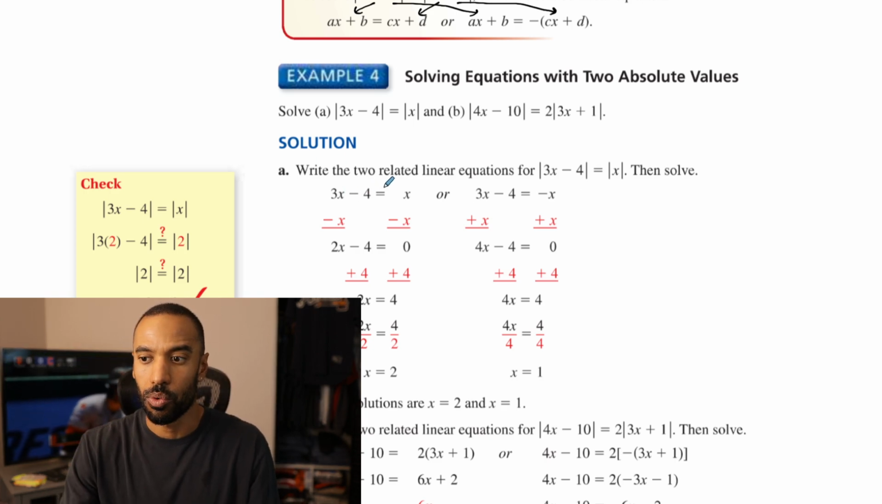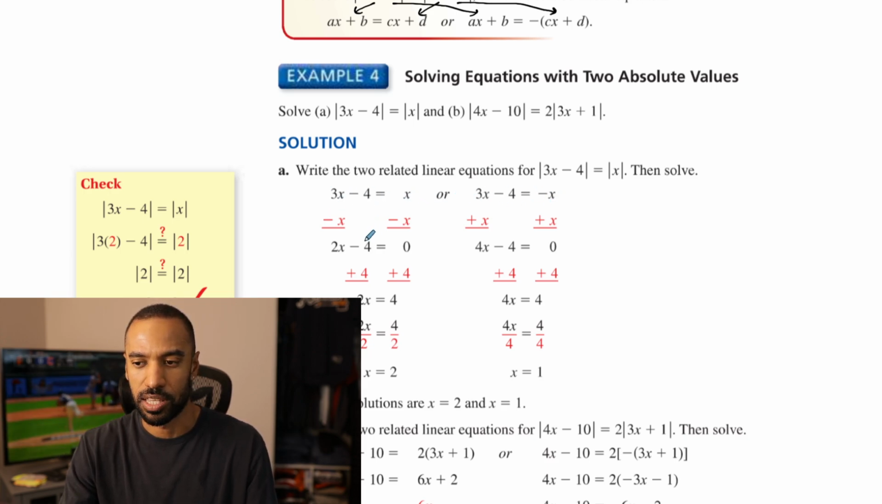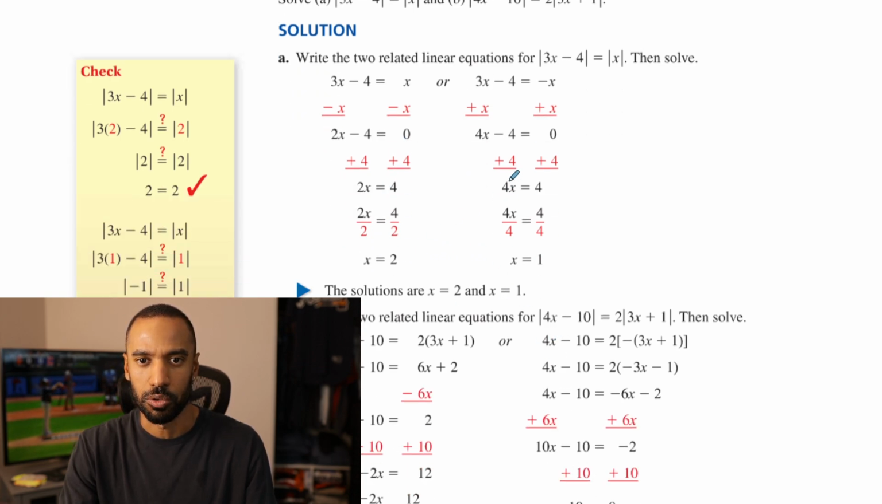Now, in these cases here, we're solving for x. That means we got to get x's on one side of the equation. So what do they do? They subtract x from both sides in this scenario, then add 4 to both sides, then divide both sides by 2. They get x equals 2.